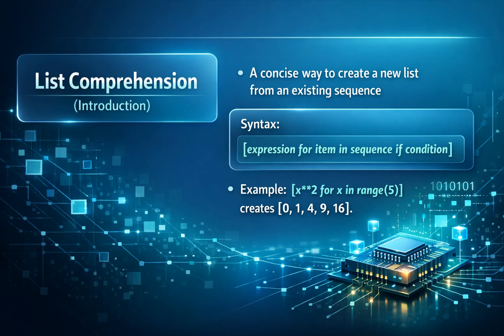List comprehension provides a concise, readable way to create a new list. The syntax is an expression followed by a for clause and an optional if clause, all inside square brackets. For example, a list of squares can be created as x squared for x in range of 5, which gives 0, 1, 4, 9, and 16.